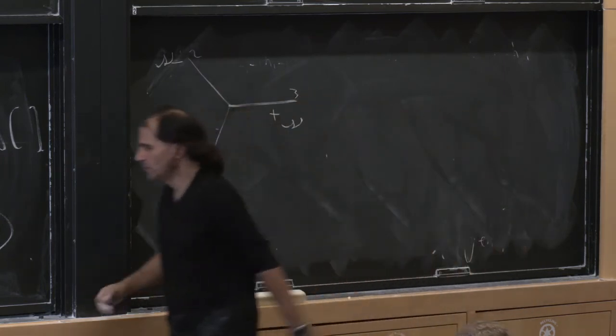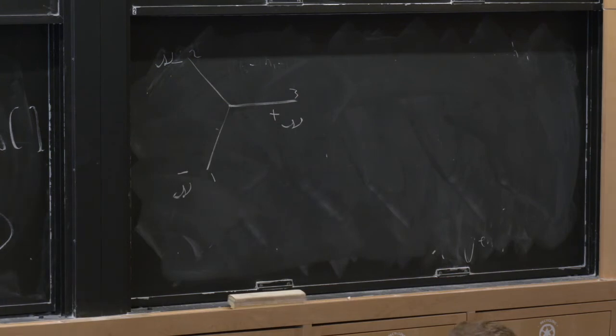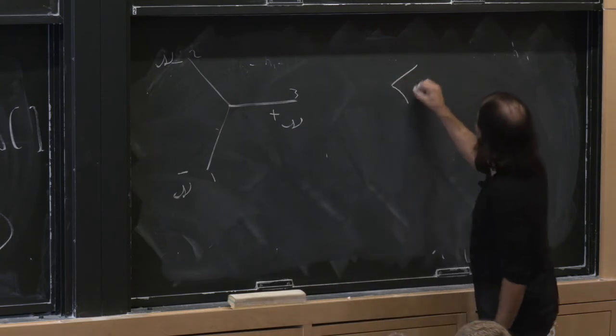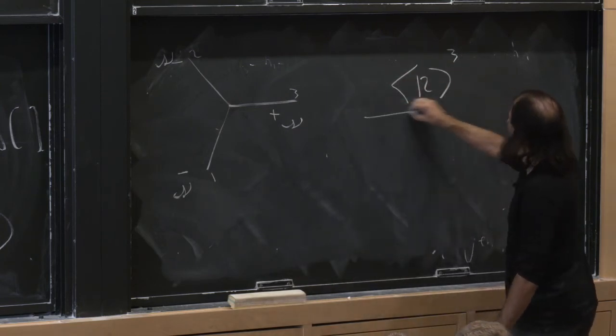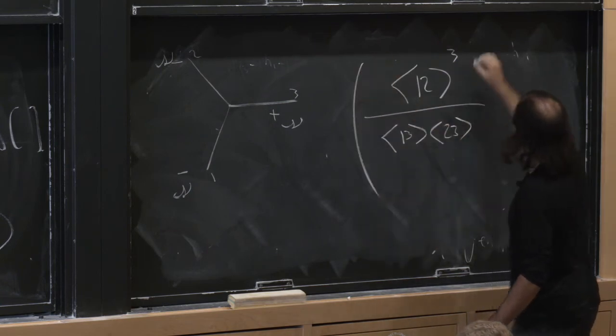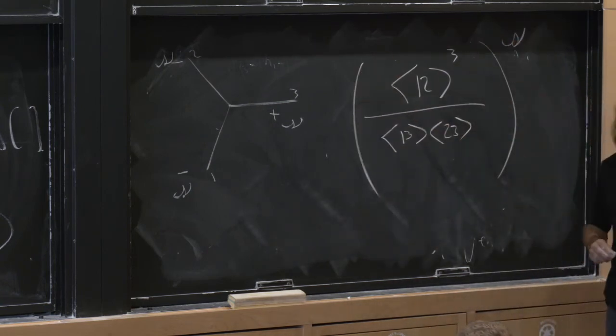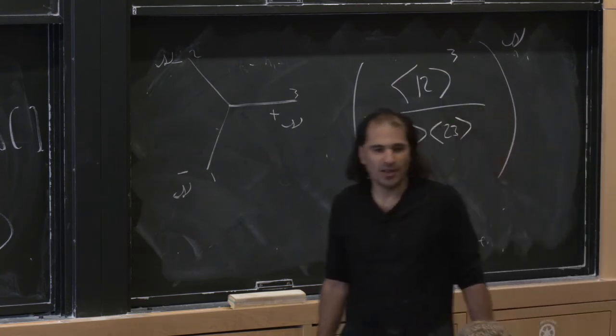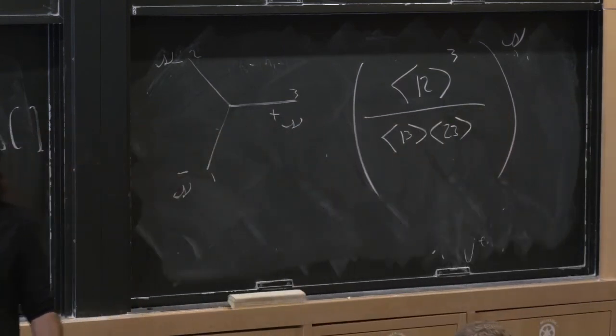Then this amplitude, just plugging into our general formula, is ⟨12⟩ cubed over ⟨13⟩⟨23⟩, to the power of s. Really beautiful. So if I want to know the amplitude for Yang-Mills, yeah, that's what it is.